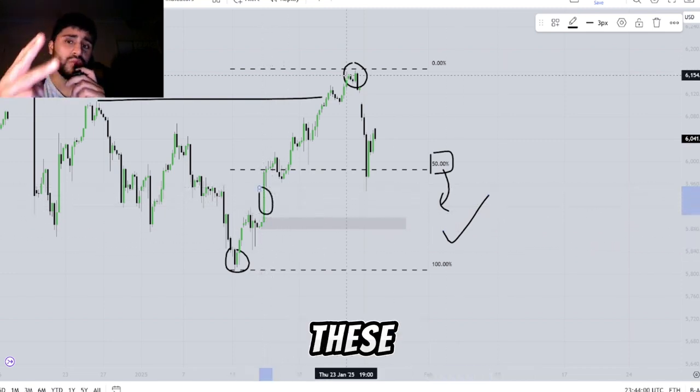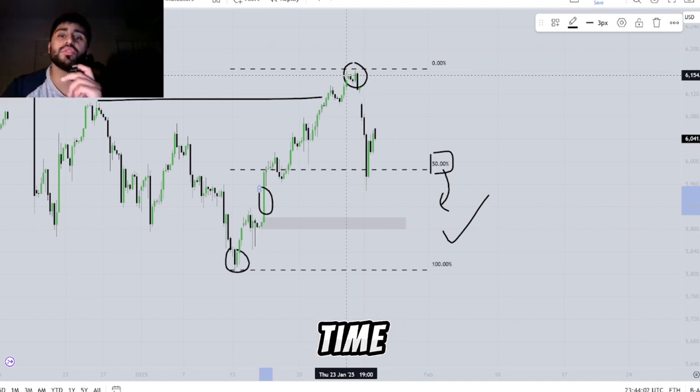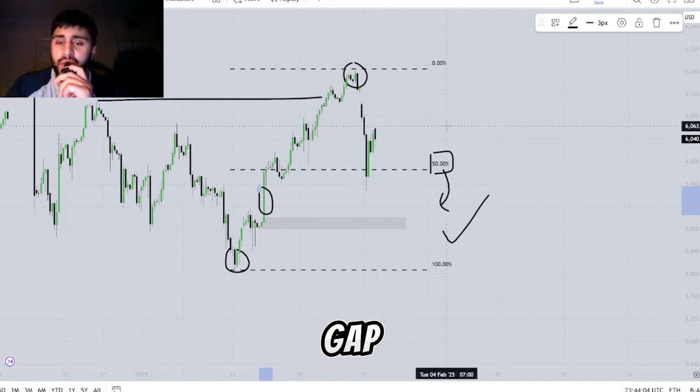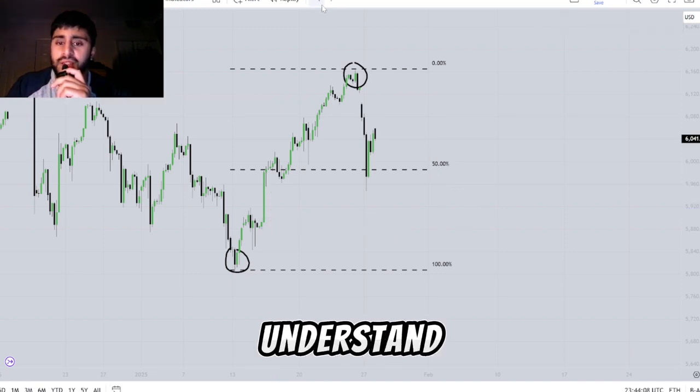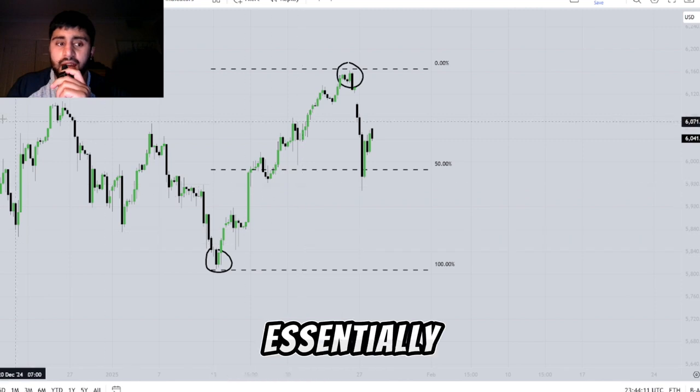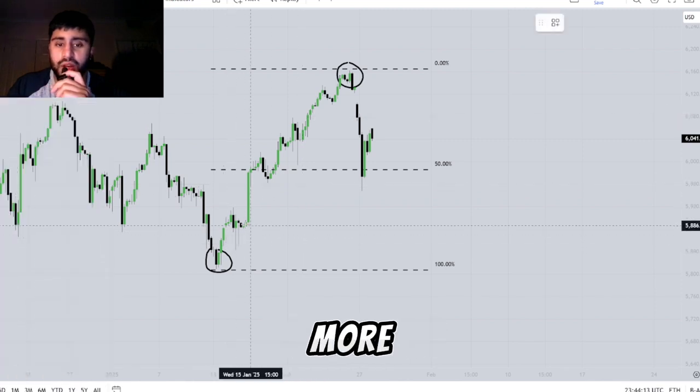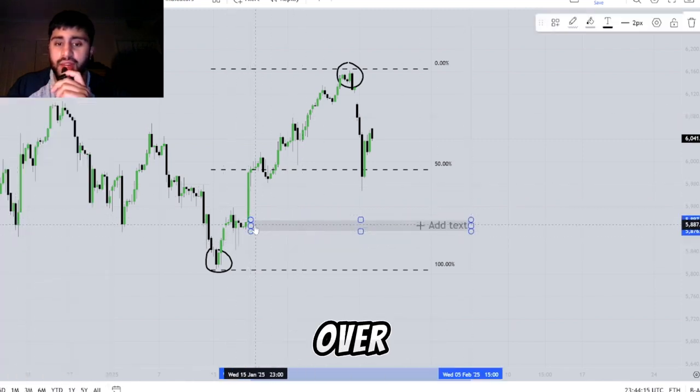So we're looking at these three things every single time you are looking for a higher time frame fair value gap. With that being said, we will now go on the lower time frames and understand what's going on, right? So this is essentially our point of interest. Let's just bring that up one more time, right? This is a point of interest over here.